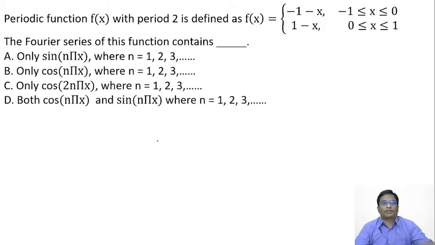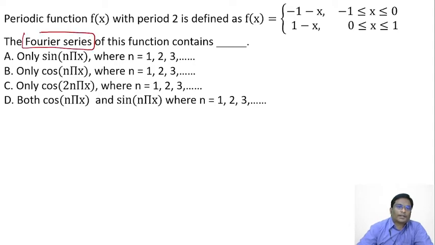The periodic function f of x with a period 2 is defined like this. Some f of x they have given. The Fourier series, this portion belongs to signals and systems as well as mathematics. They're asking whether it contains sine terms, cos terms, or sine cos terms, cos n, sin n. This question you can solve by using simple symmetry, something like odd symmetry, even symmetry, half wave symmetry. First of all, let us plot this one. What is given here?